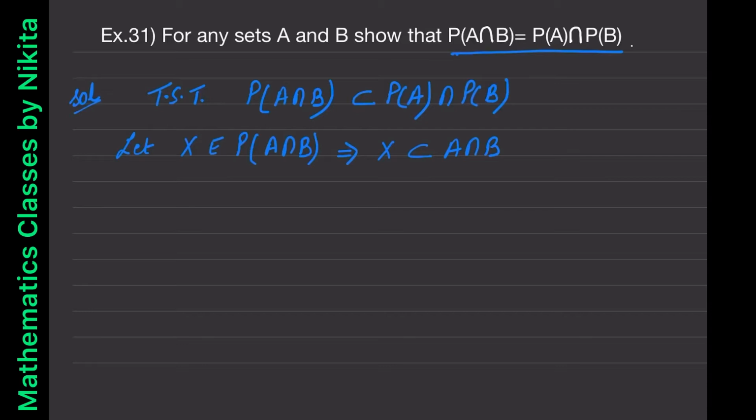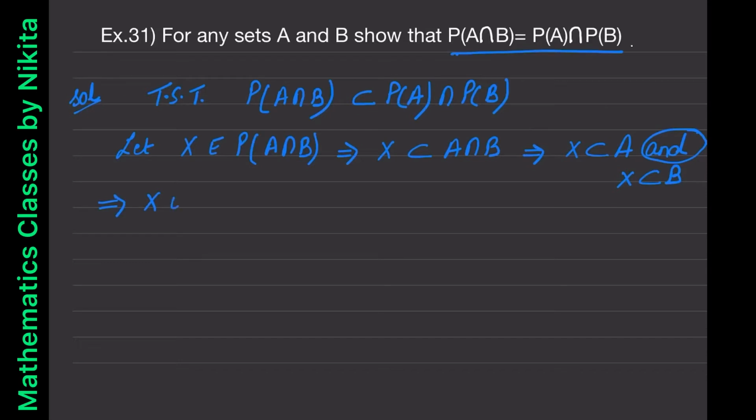Only then will it come inside the power set. If X is a subset of A intersection B, then it belongs to the power set of A intersection B. And this implies that X is a subset of A and X is a subset of B. Very important thing to note: if X is a subset of A intersection B, then X is also a subset of A and X is also a subset of B.